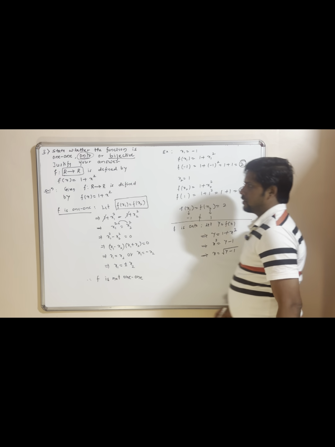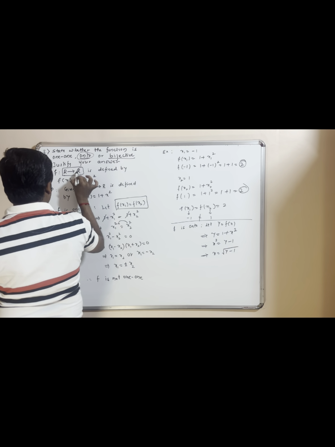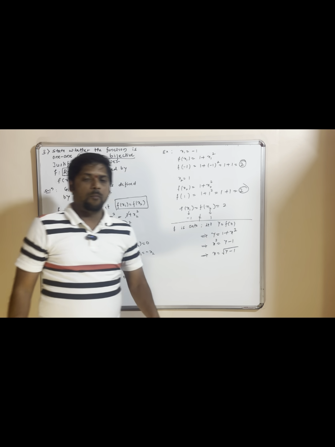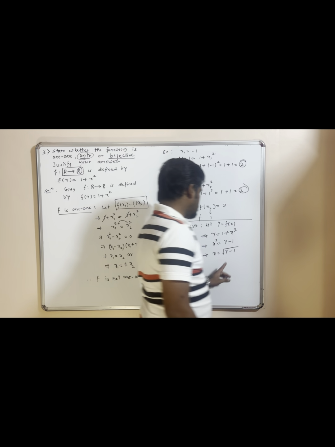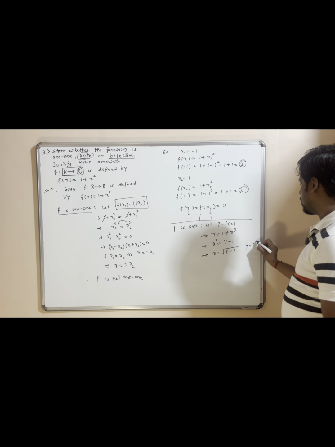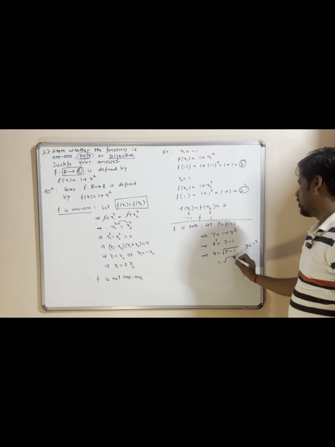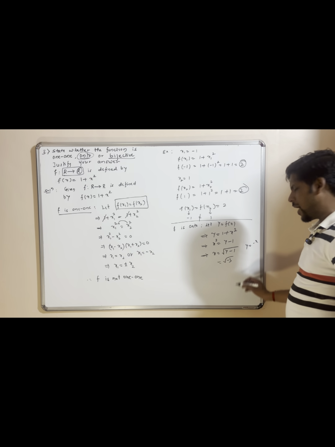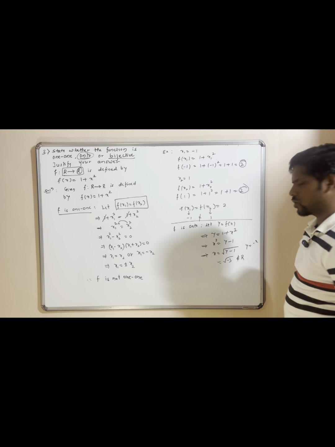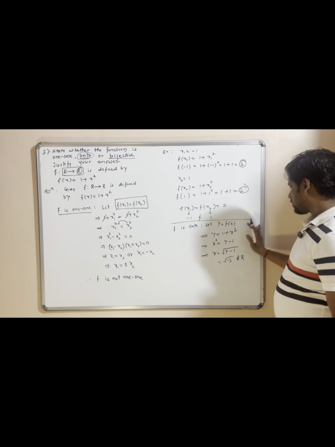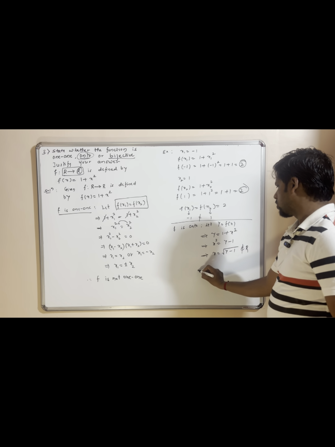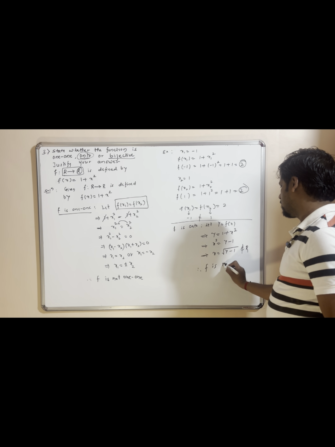Here y is a real number, but it is under root y minus 1. If suppose y is equal to minus 2, we get here minus 3, but root of minus 3 does not belong to R, right? Because it is a complex number. So therefore it does not belong to R. f is not onto.